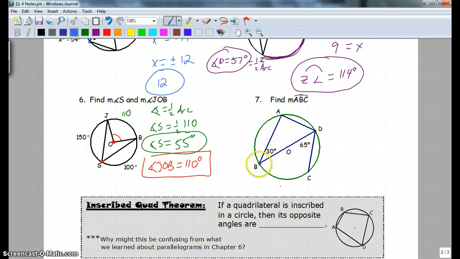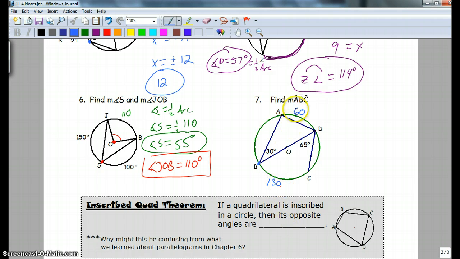Number 7. This 30 degrees is an angle. The angle is 1/2 the arc, which means that the arc is double the angle. So arc AD is 60. Again, with 65, that's the angle. So the arc is double that. So this is 130 degrees. Beyond that, you might get stuck.